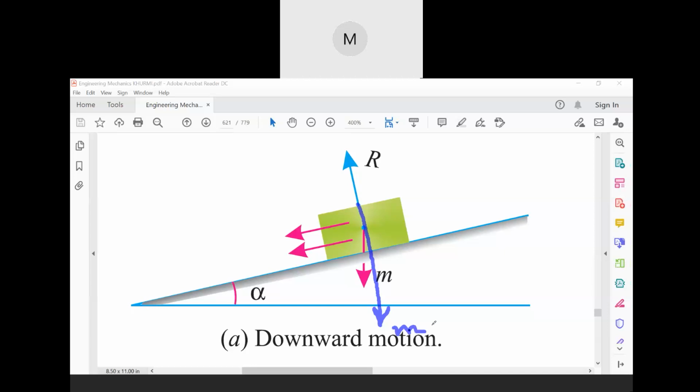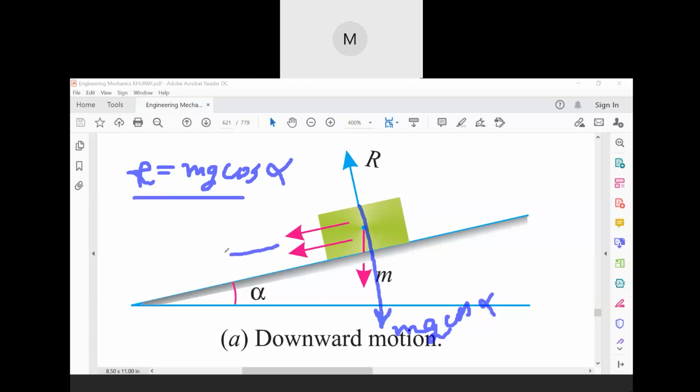Then if this is mg cos alpha, then we can say that what? R equal to mg cos what? Alpha. R equal to mg cos alpha. If you understand, it's okay. The other people should also understand, na? R equal to mg cos alpha.